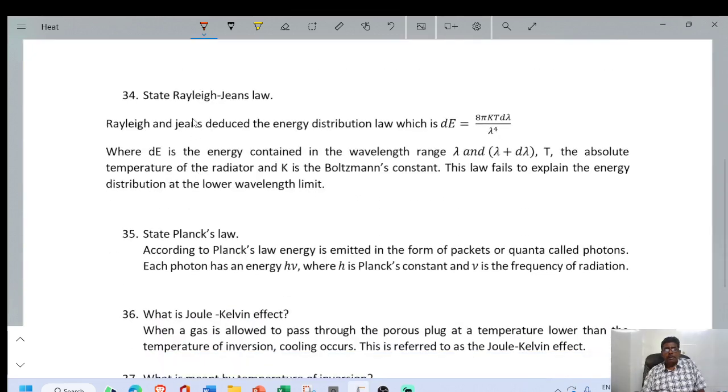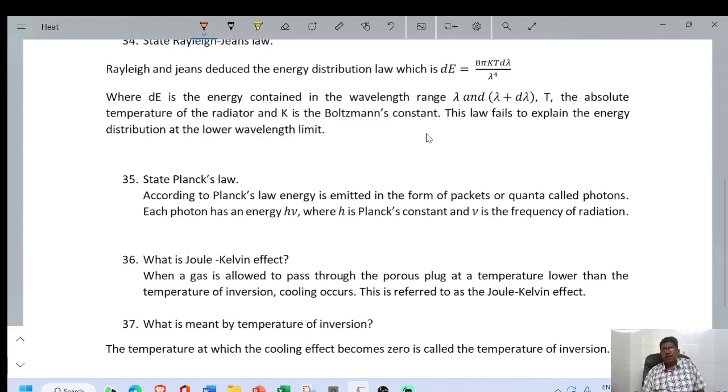State Rayleigh-Jeans law. Rayleigh and Jeans deduced the energy distribution law, which is dE equal to 8 pi kT d lambda divided by lambda to the power 4, where dE is the energy contained in the wavelength range lambda and lambda plus d lambda, T is the absolute temperature of the radiation, and K is the Boltzmann constant. This law fails to explain the energy distribution in the lower wavelength region. This is very important.